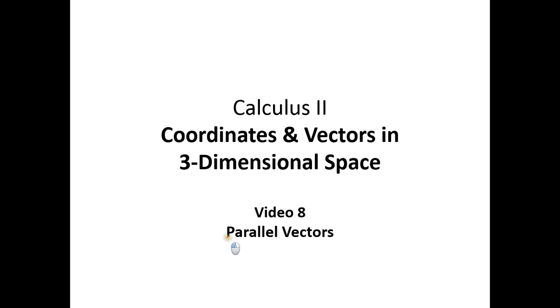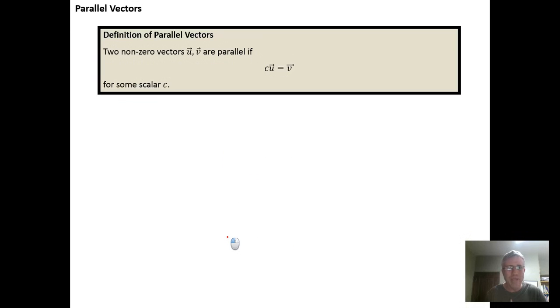So in this video we're going to go over how to identify when vectors are parallel. The idea is that if we have vectors u and v, the two vectors are parallel to each other if we can find a scalar c so that c times u equals v.